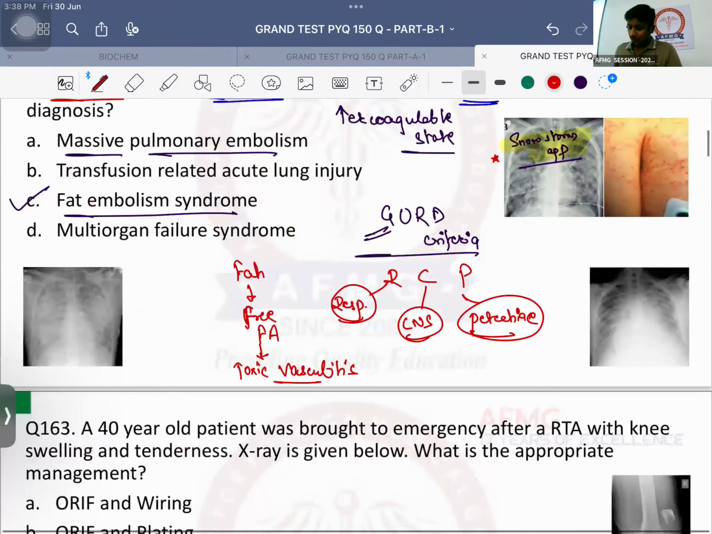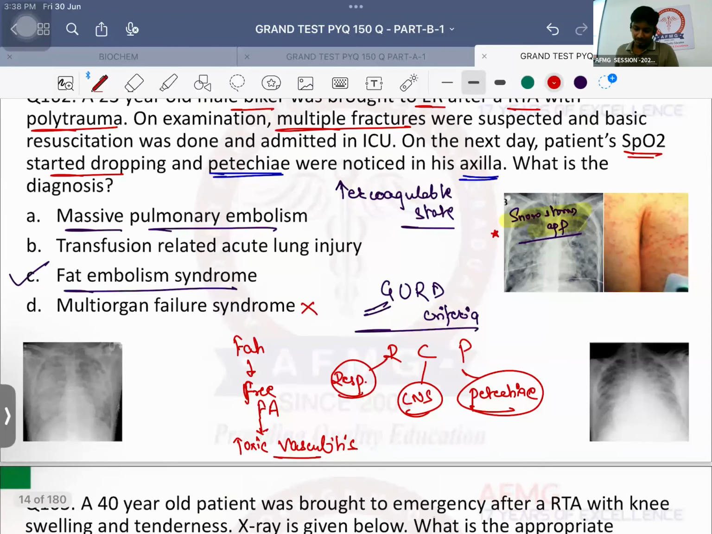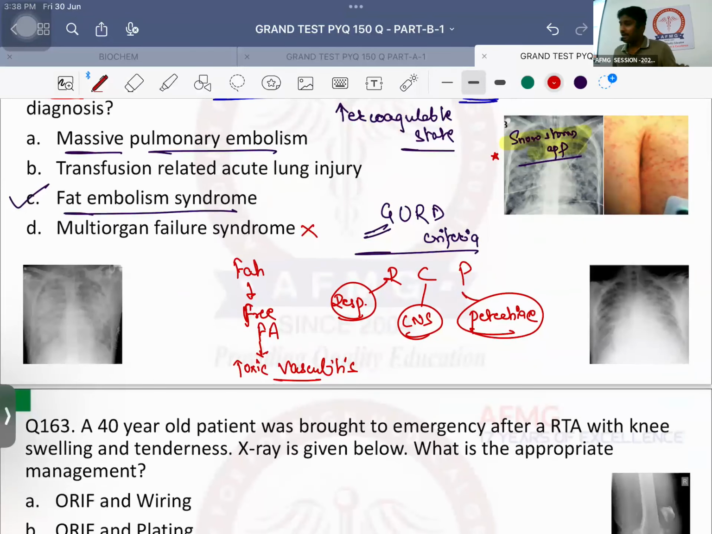So this is usually multiple organ failure. Definitely here it is not a case of multiple organ failure, because in multiple organ failure the first organ usually affected is the kidneys. Oliguria happens first in the patient. Okay. So important is TRALI. If I talk about TRALI, what is TRALI? Transfusion related acute lung injury. It has been taught in surgery.